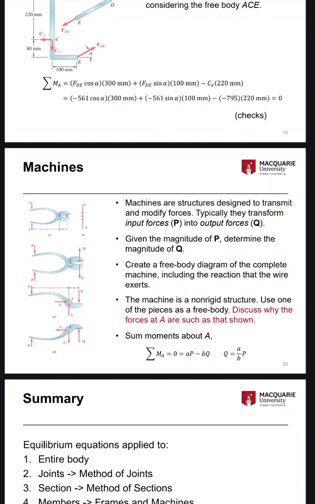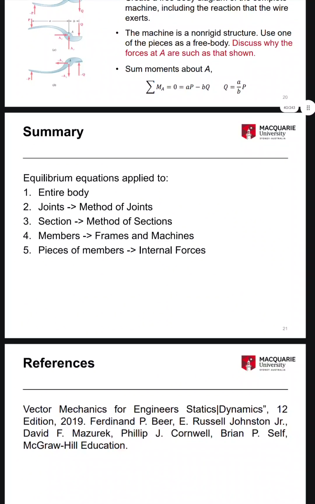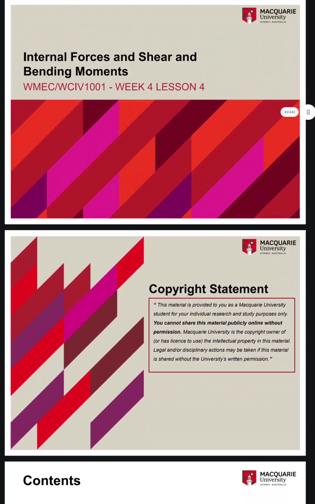Sum moments about A. Sum MA equals 0, aP minus bQ. Q equals a by b into P. Summary. Equilibrium equations apply to the entire body; joints apply to the method of joints, sections to the method of sections, members to frames and machines, and pieces of members to internal forces. Internal forces and shear and bending moments.